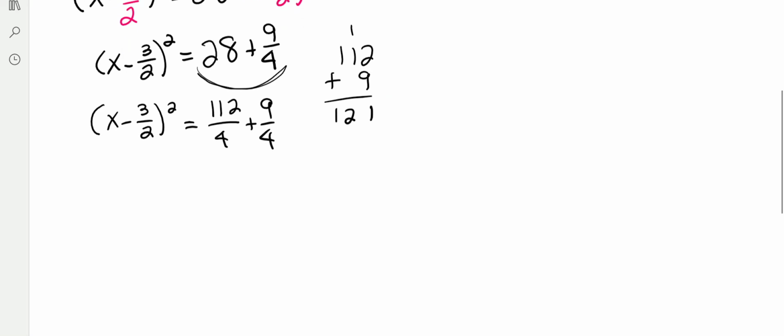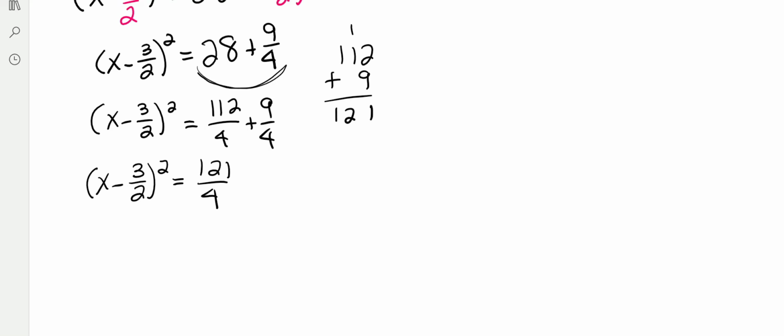I'm going to bring this up here. Now we're going to have x minus 3 halves squared equals 121 over 4. Now we have something squared equal to a number. We're going to take the square root of both sides. Now you could have done this, by the way, in a calculator, no big deal.